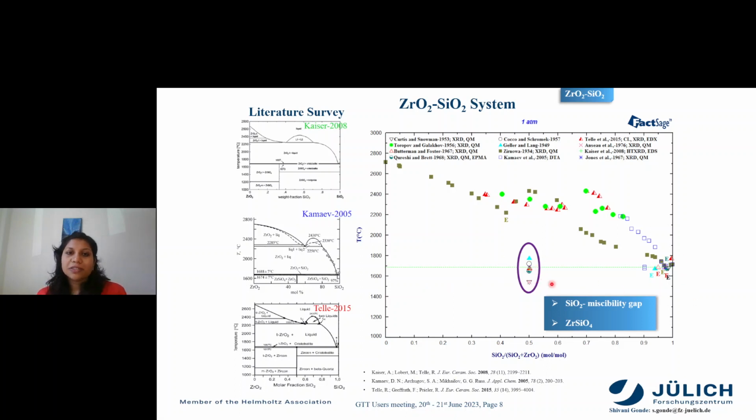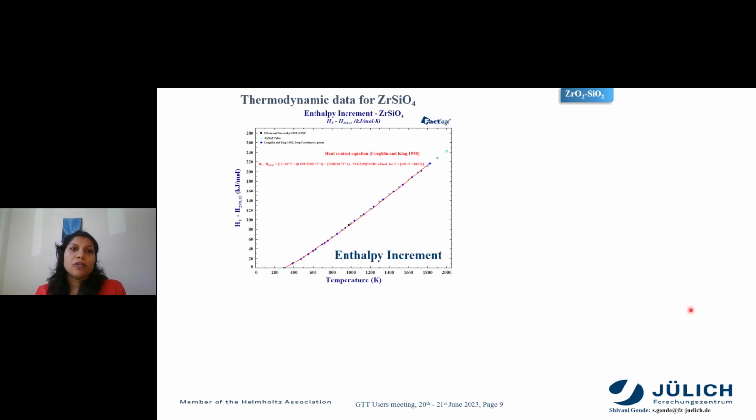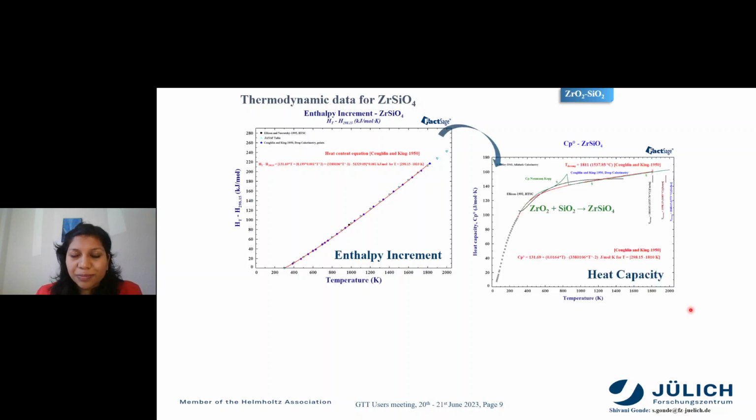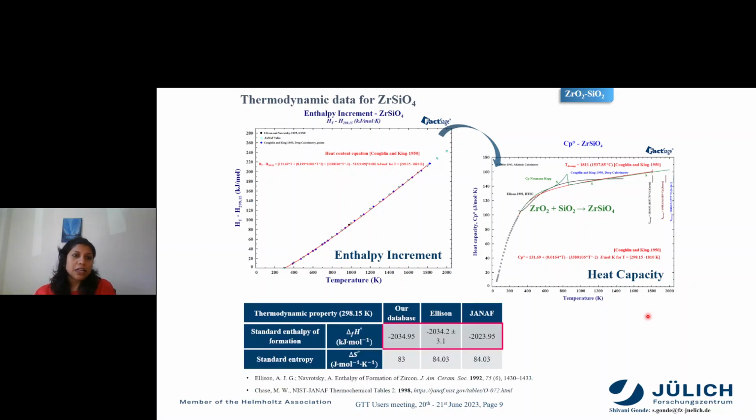So the eutectic temperatures and the decomposition temperatures are comparable, but in most studies, the eutectic temperatures are greater than the decomposition temperature. So thermodynamic data for zirconium silicate has been there from before based on the experimental data, and also heat capacity information has been derived from it. In our study, we have adopted the heat capacity equation from Coughlin and King for the modeling of this compound. Moreover, we have adopted the enthalpy of formation value based on a high temperature solution calorimetric study from Ellison.